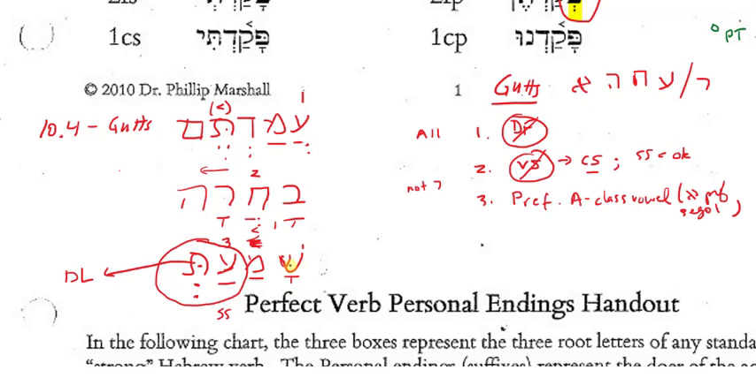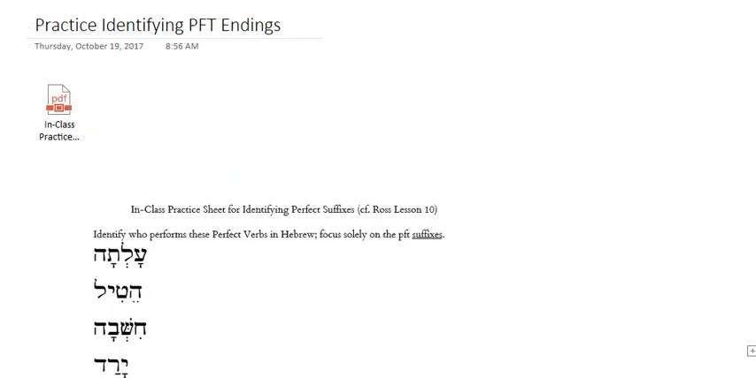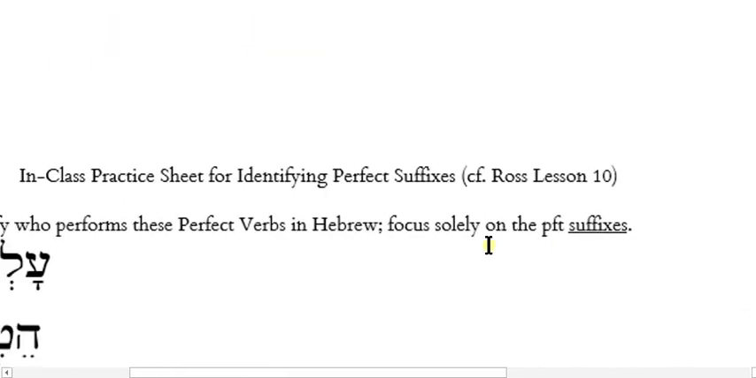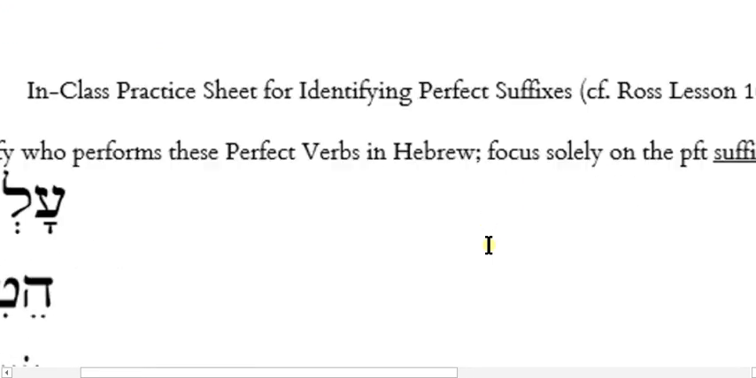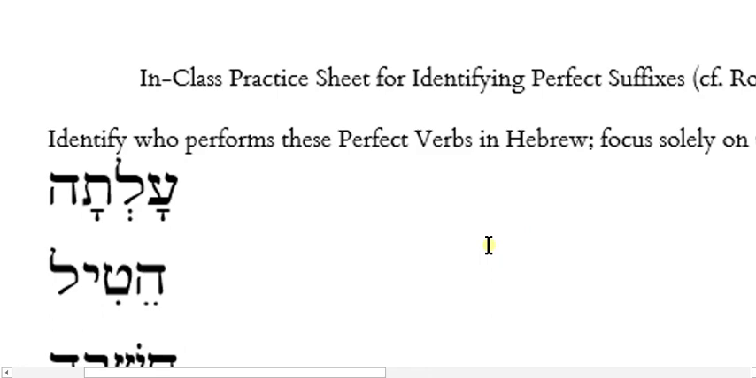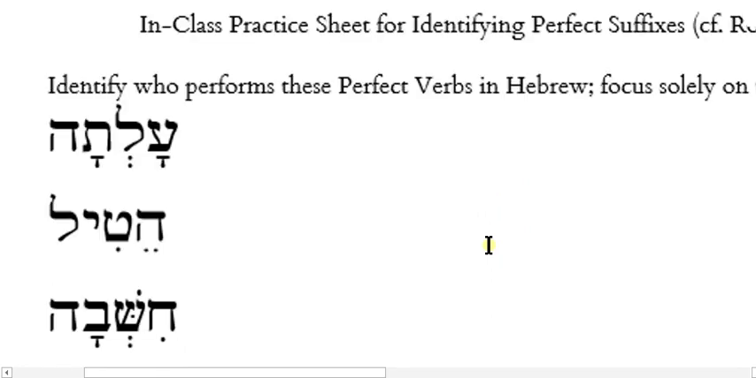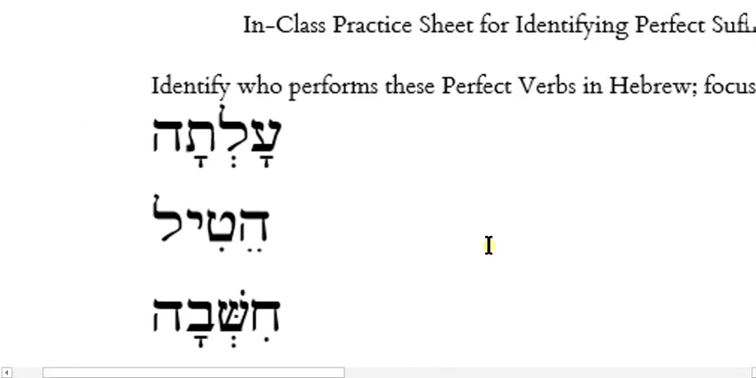Before we do that, let's look at this handout that I mentioned a little earlier. This is my in-class practice sheet for identifying perfect suffixes. Many of these verbs come from Jonah 1, which is a book I love to read with students after they've learned their Hebrew. So here's what I want you to do. Don't look at the consonants here because you won't know what these verbs are. What I want you to be able to do is to identify the person, gender, and number of these perfect verbs.